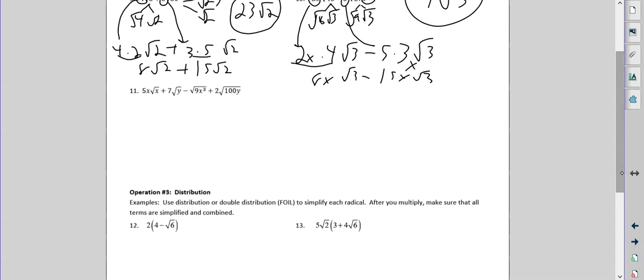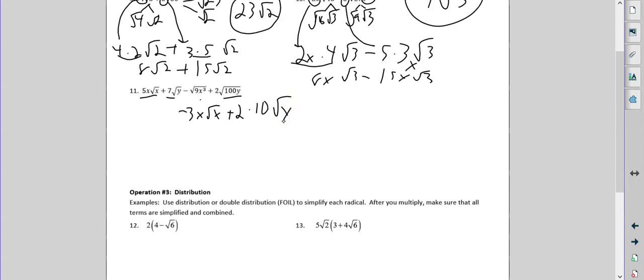Last one. Got a lot going on here. Okay, so nothing can be simplified here. Nothing here. This one can be, and this one can be. So on the minus 9x squared, we have x cubed. We're going to take the x out and the 3. Okay, so this is going to become minus 3. Square root of 9 is 3. 3 divided by 2 is 1. And it's going to leave an x inside. Plus 2 times the square root of 100 is 10, square root of y.